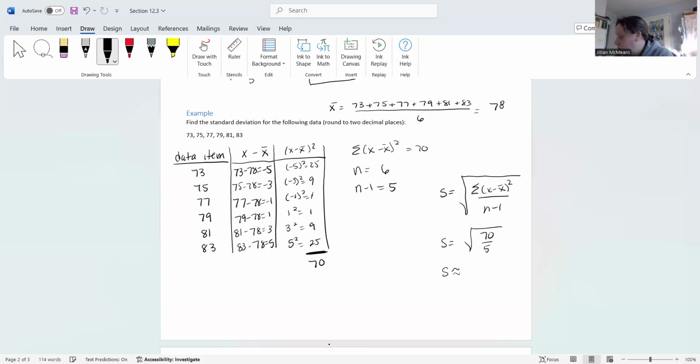So on average, the data items differ from the mean by 3.74. Okay.